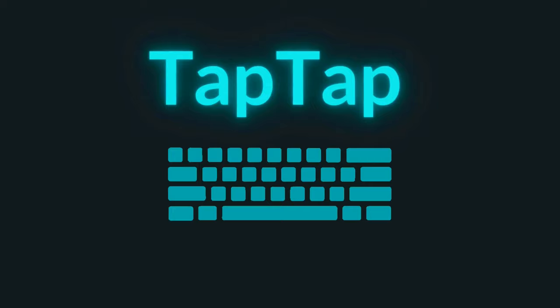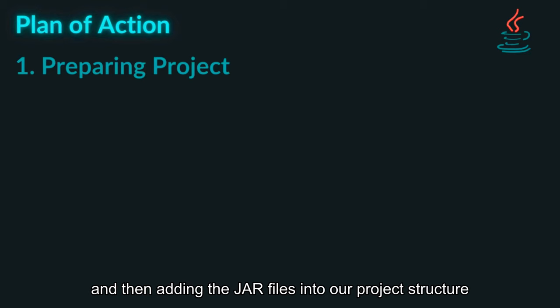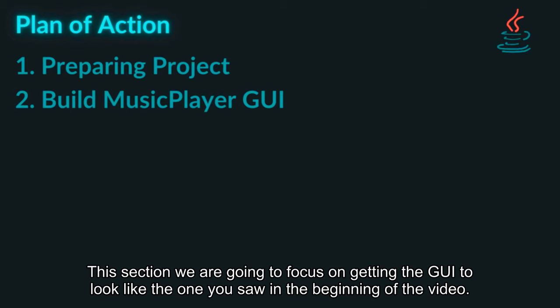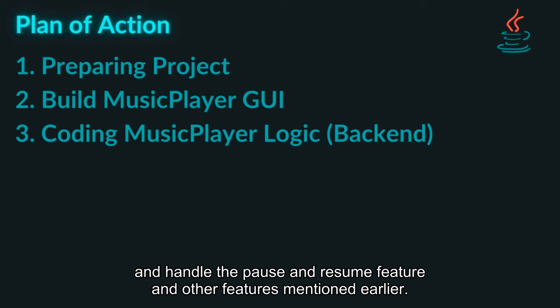Now we'll go over the plan of action that we're going to take to get this project done. First, we're going to prepare our project, and this just involves downloading the assets and the jar files and then adding the jar files into our project structure. This section, we are going to focus on getting the GUI to look like the one you saw in the beginning of the video. For this part, we're going to create the logic required to play the audio files and handle the pause and resume feature, as well as the other features that we mentioned earlier.